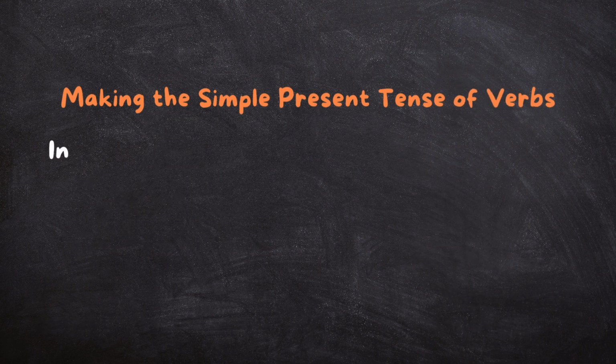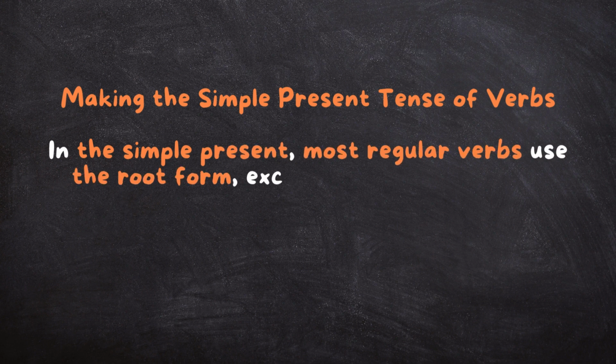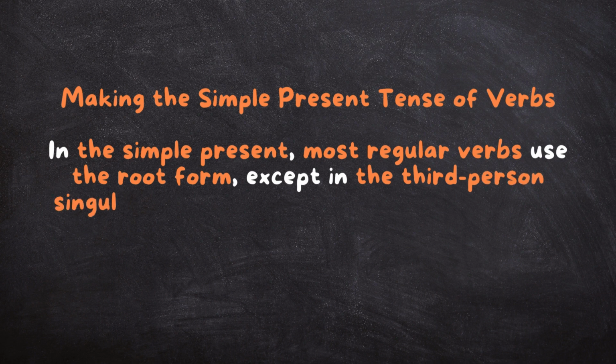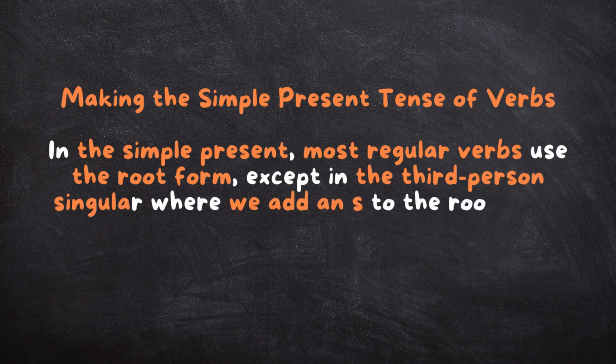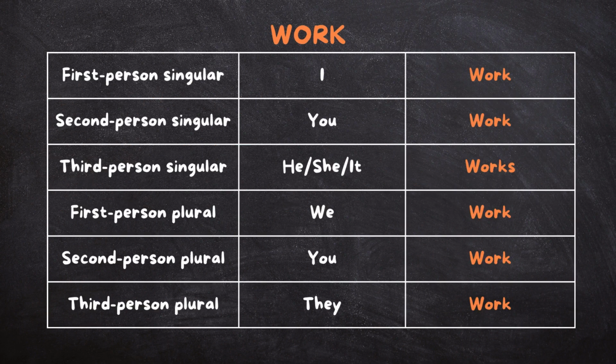Let's see how to make the simple present tense of verbs. In the simple present tense, most regular verbs use the root form, except in the third person singular, where we add an s to the root form of the verb. Now let's use an example to explain this more. Our first person singular, which is I, will take the form of the verb we are using now, that is work. So in the first person singular, we have I work.